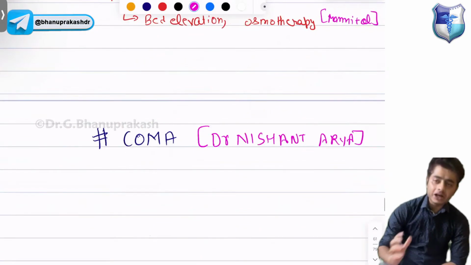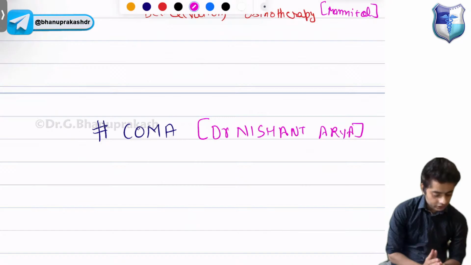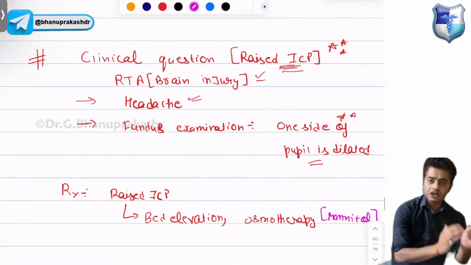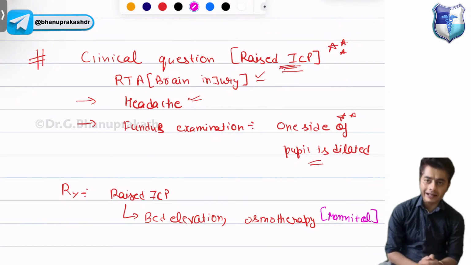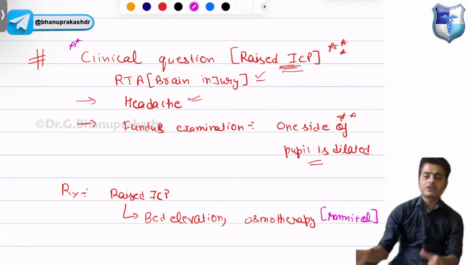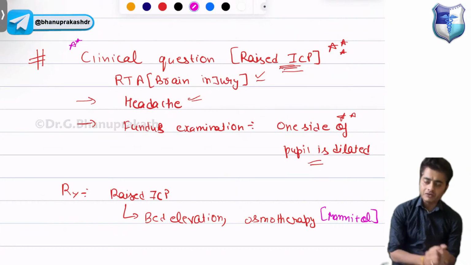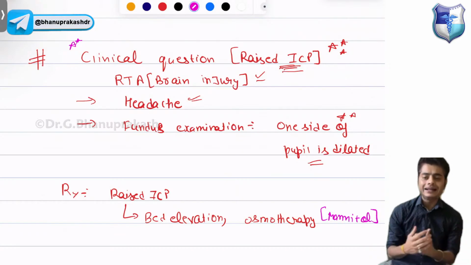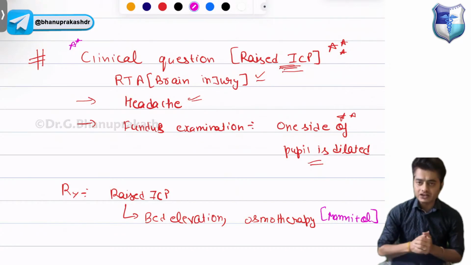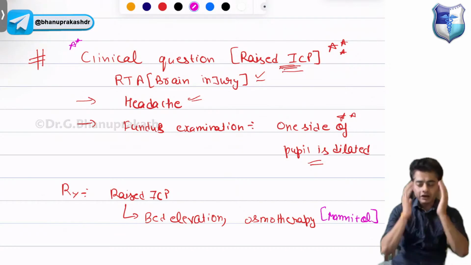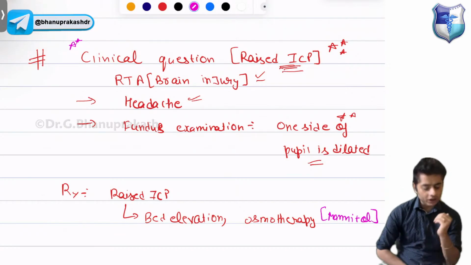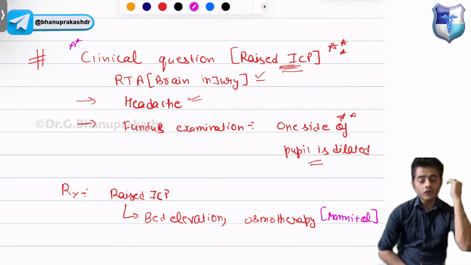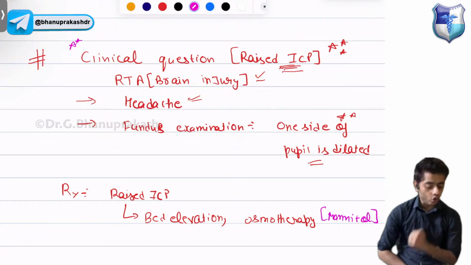In this lecture, we will be studying coma. Our main aim is to diagnose coma, but we also have to prevent the patient from going into coma. A patient comes to you in casualty, and the attendants and relatives tell you that the patient was driving and suddenly experienced a road traffic accident. The patient had brain injury and headache. On examination, you find that one side of the pupil is dilated, because of third nerve injury. In last class we studied that in raised ICP, third nerve damage causes pupillary dilation. So you suspect raised ICP, and in that patient you have to act as quickly as possible, because if you do not, the patient will land into coma.